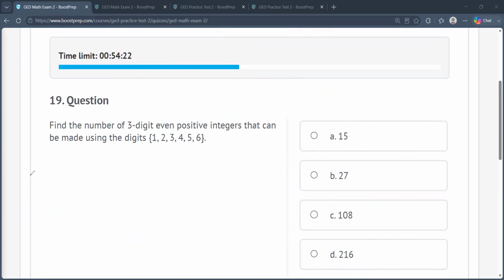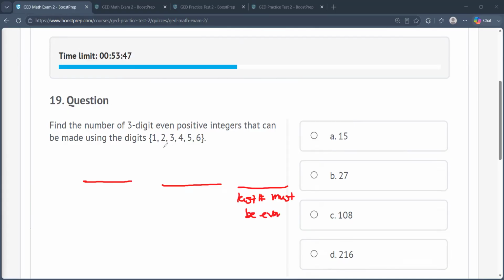Find the number of three-digit even positive integers that can be made using the digits 1, 2, 3, 4, 5, 6. So we have to figure out three unknown digits. Find the numbers of three-digit even positive integers that can be made using the digits 1, 2, 3, 4, 5, 6. The last digit, believe it or not, must be even.